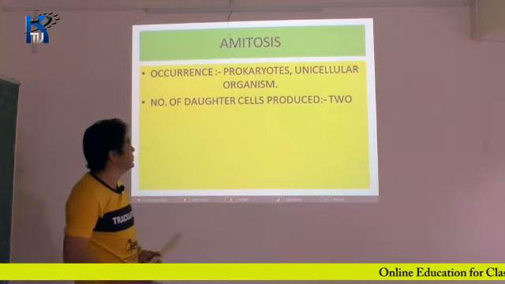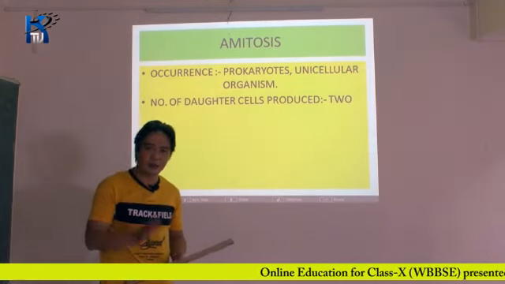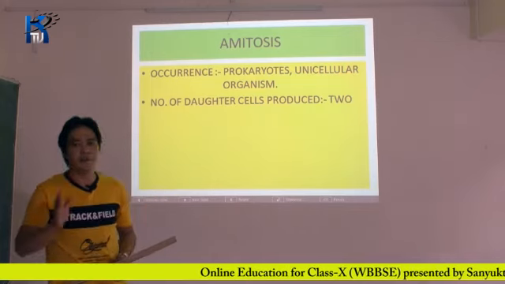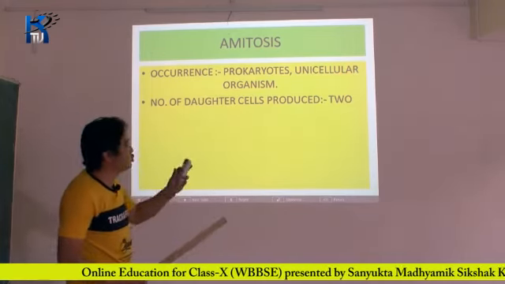Ameiosis division they occurs in prokaryotes and lower groups of plants and animal. The number of daughter cell produced during ameiosis division is 2.